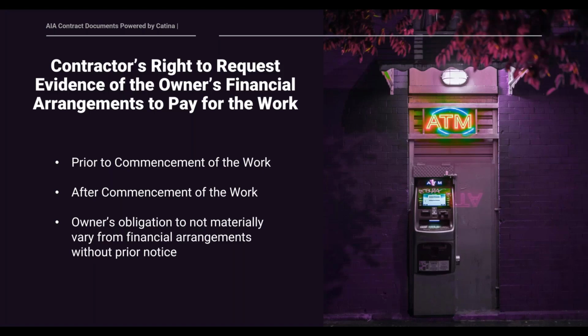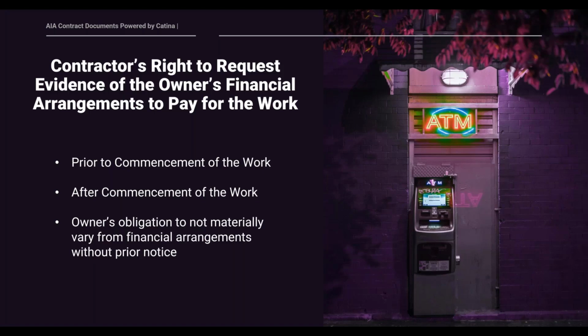Now, after commencement of construction, the contractor's right to request information about owner financing is a bit more limited. Section 2.2.2 is where you're going to find those rights. In this scenario, after commencement of construction, the owner's obligation to provide reasonable evidence of its financial arrangements is only triggered, one, if the owner fails to make payments to the contractor as the contract documents require; two, if the contractor identifies in writing a reasonable concern regarding the owner's ability to make payment when due; or three, if a change in the work materially changes the contract sum.